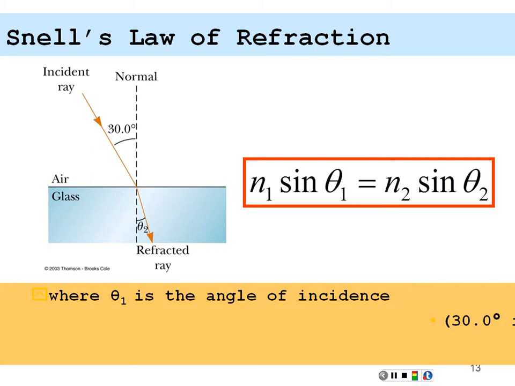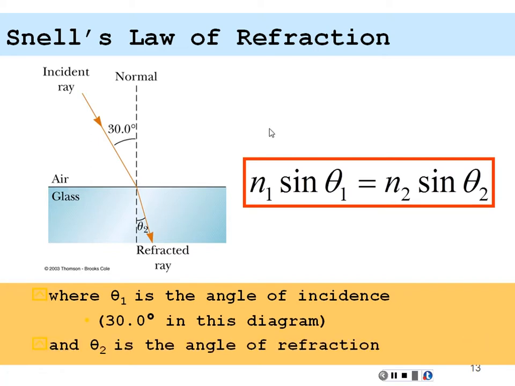Theta 1 is the angle of incidence, 30 degrees in this diagram. And theta 2 is the angle of refraction. A very useful law, Snell's law of refraction.